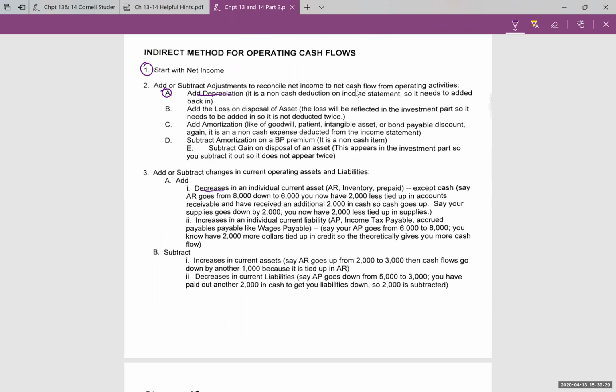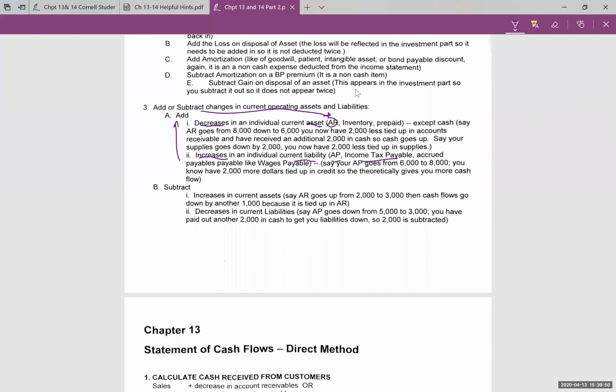If there is a decrease in a current asset, such as AR, you're going to add that decrease back. Okay, so on and so forth. If there's an increase in a current liability, AP, income tax payable, you're going to add that back. You're going to subtract any increases in current assets. So I think inventory goes up in this problem. If inventory goes up from the beginning of the year to the end of the year, you're going to subtract that amount. Decreases in current liabilities, you're going to subtract that amount.